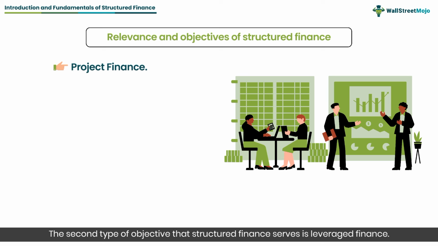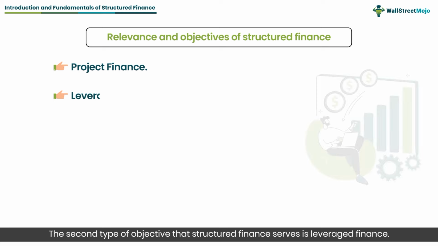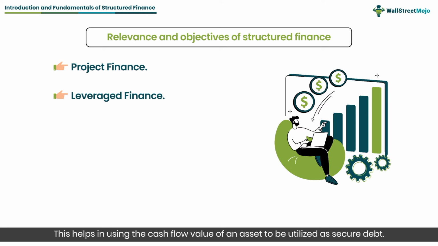The second type of objective that structured finance serves is leveraged finance. This helps in using the cash flow value of an asset as secured debt. This allows companies to manage their cash flow most efficiently.